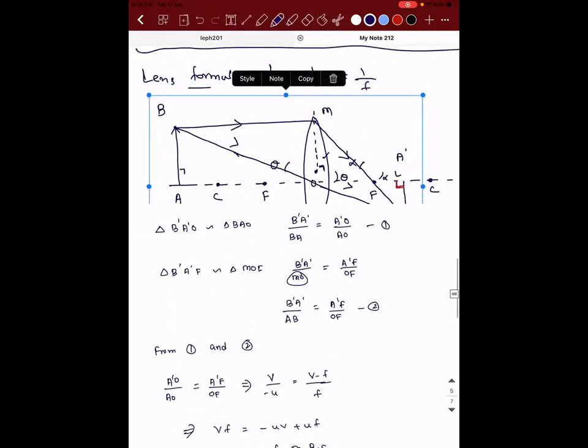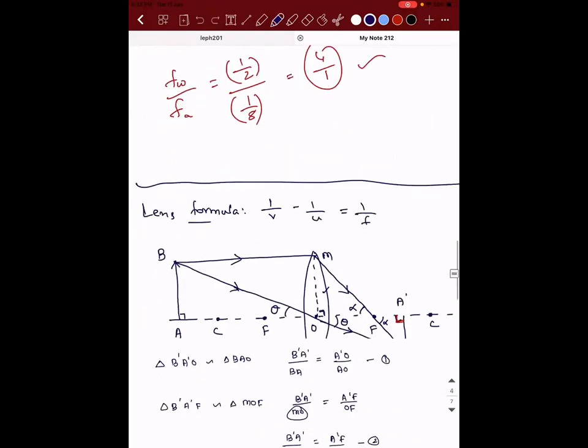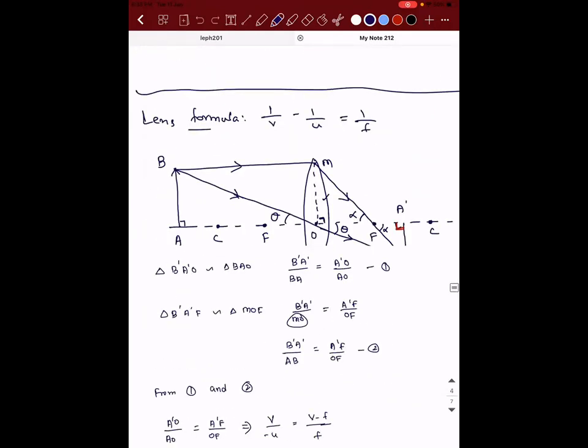Sir, I have one doubt. Not in this, but normally while deriving the formula itself, we use the sign convention, right? So why should we again apply that when we are solving it?